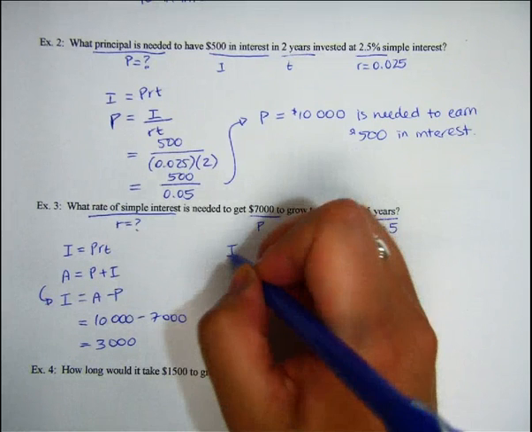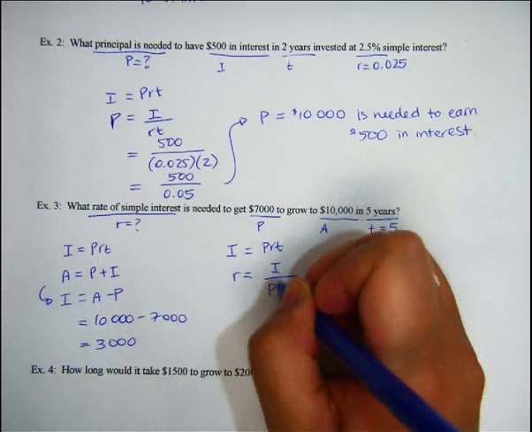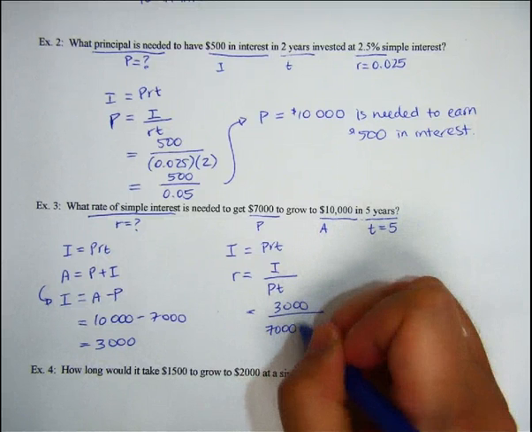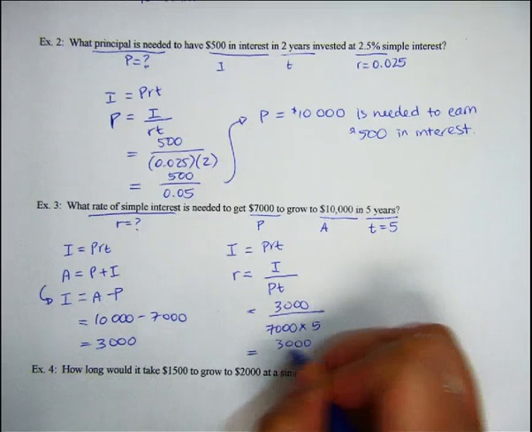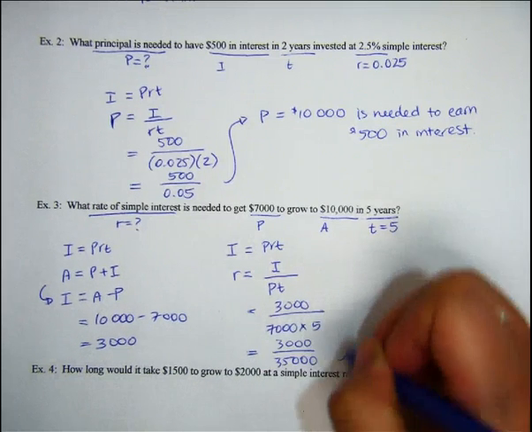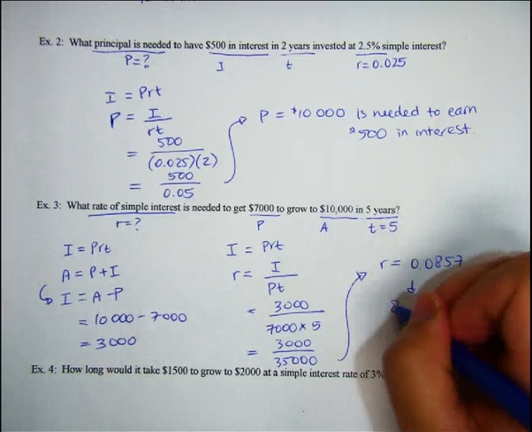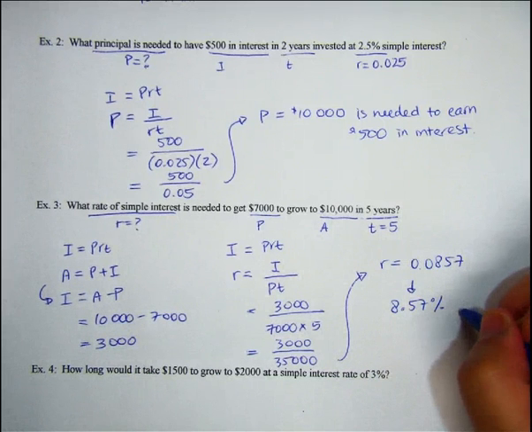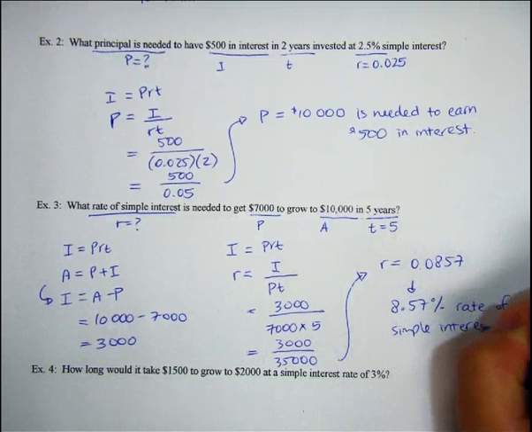Makes sense. Now you can use your I equals PRT formula, rearrange for R, so I over PT. Now you can plug everything in. 3,000 for I, principal is 7,000, your time is 5 years, okay, and just solve. And 3,000 divided by 35,000 should give you R is equal to 0.0857, and you should always convert that to a percent for your therefore statement. Okay, 8.5% rate of simple interest is needed.